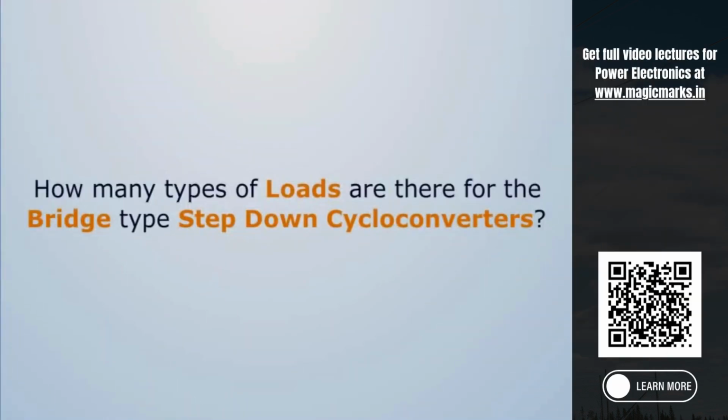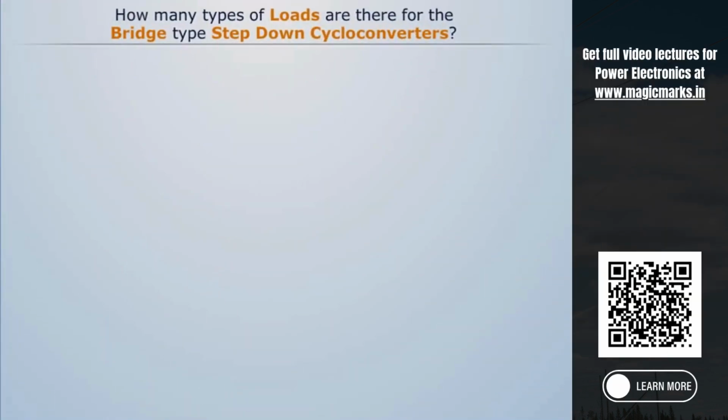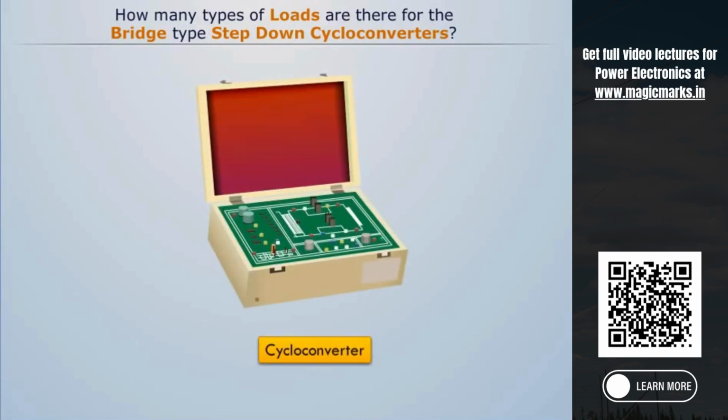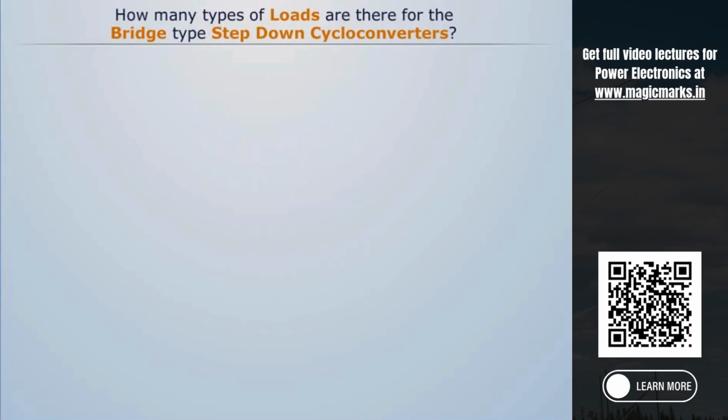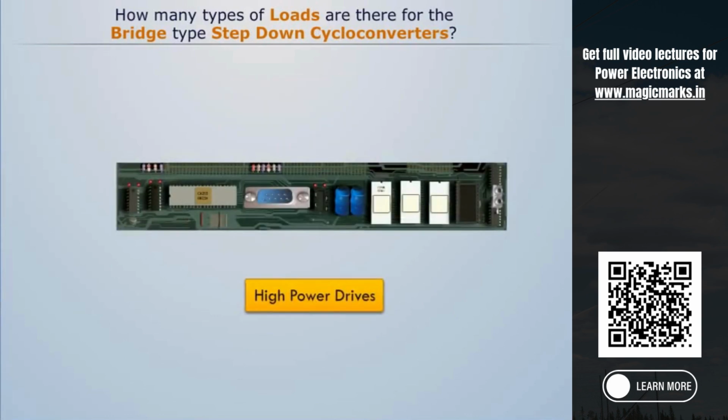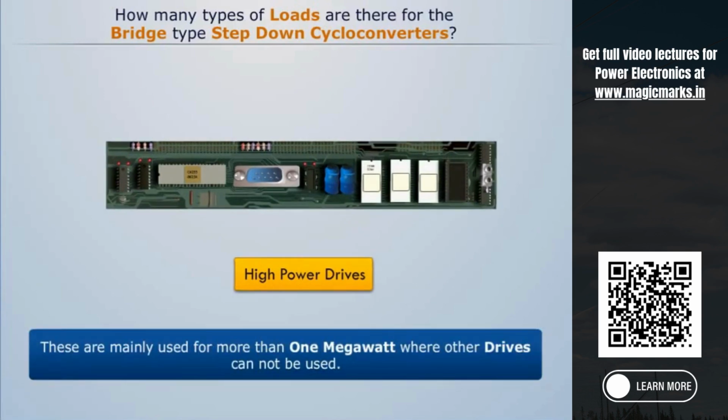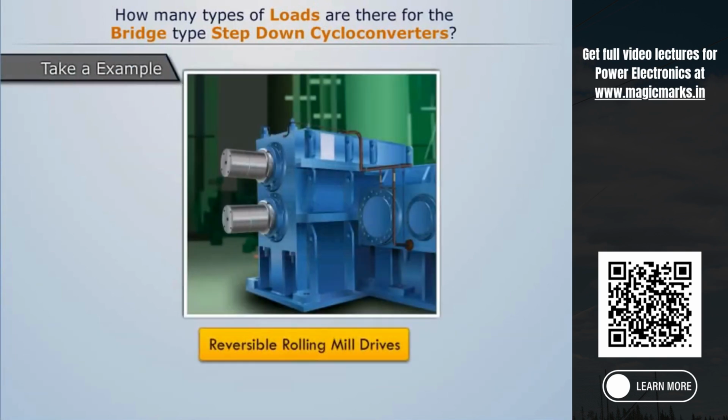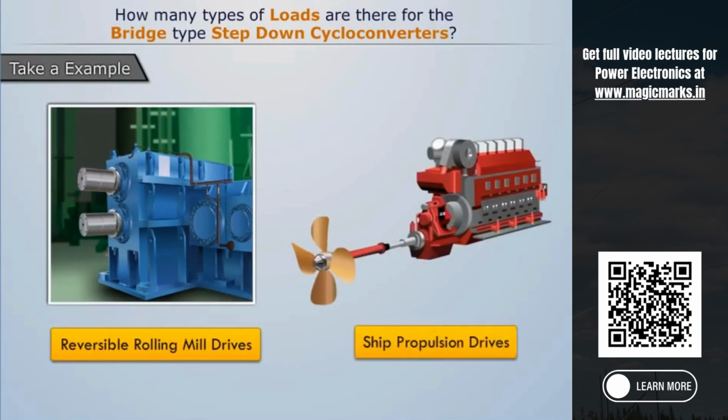How many types of loads are there for the bridge-type step-down cycloconverters? In the previous section, we have discussed cycloconverters, which have been traditionally used in very high power drives. These are mainly used for more than 1 megawatt where other drives cannot be used. Let's take the example of reversible rolling mill drives and ship propulsion drives for the application of cycloconverters.